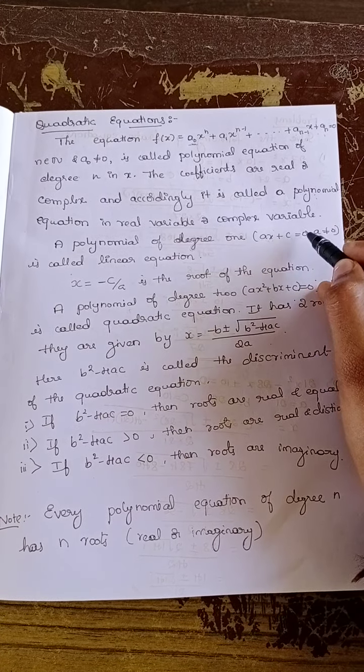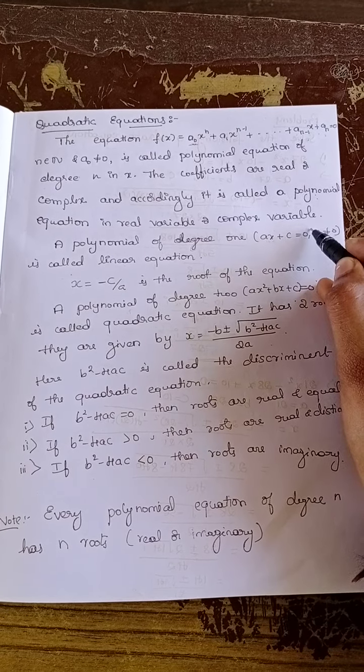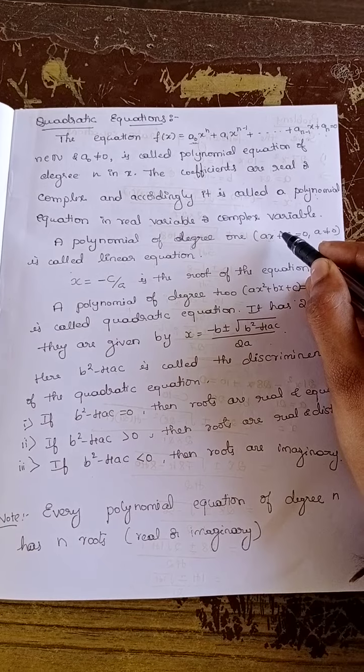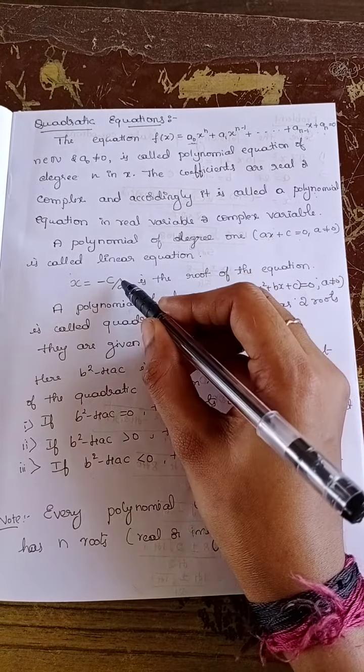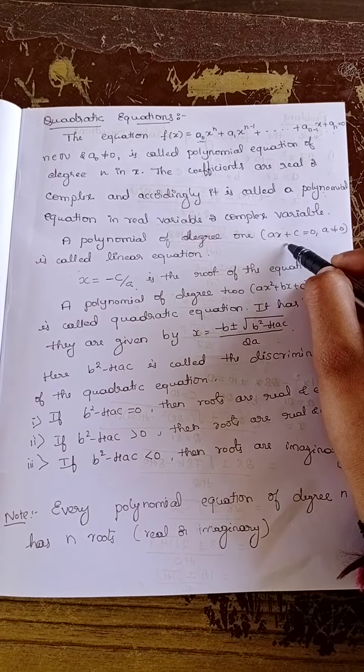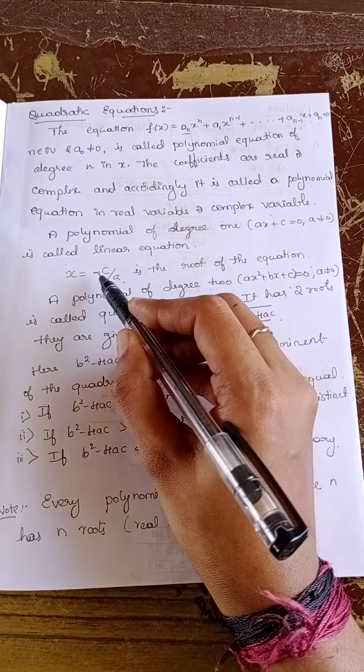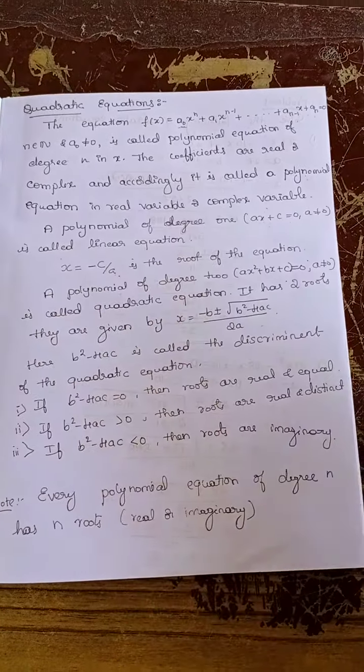Here ax plus c is equal to 0. Transpose c to this side, that becomes ax is equal to minus c. We need the value of x, so solve for x. So x is equal to minus c by a. Therefore, any linear equation, meaning of degree 1, has a solution in the form of minus c by a.